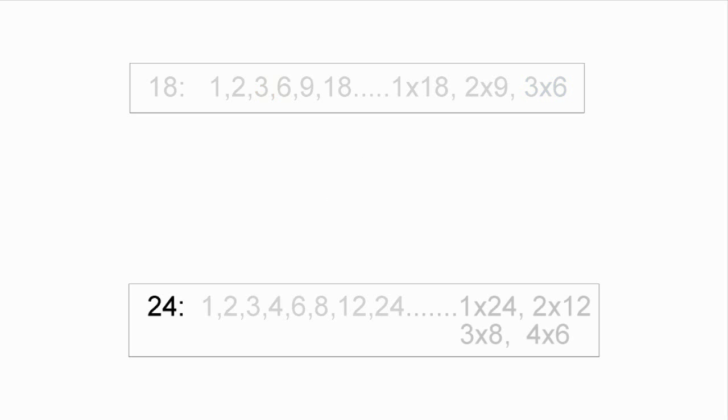What about 24? For example, you know from the divisors that 8 divides evenly into 24. But how many times? Look at the multiplier of 8 to find that answer. It's 3, so 8 divides into 24 3 times.